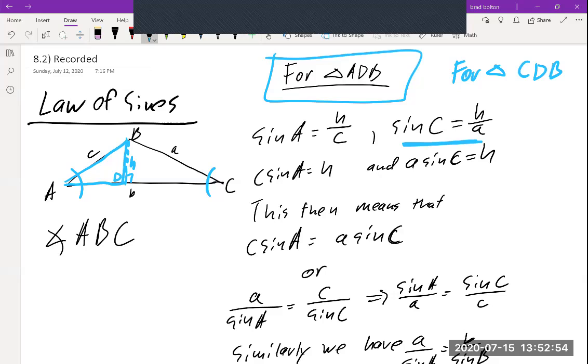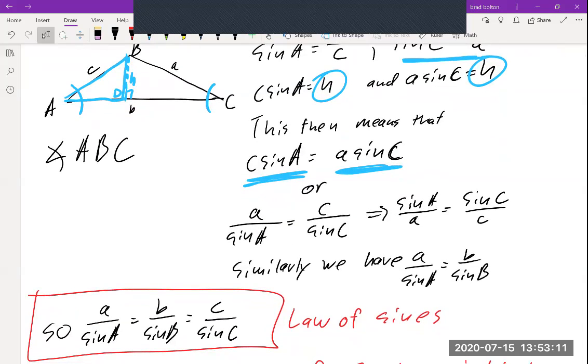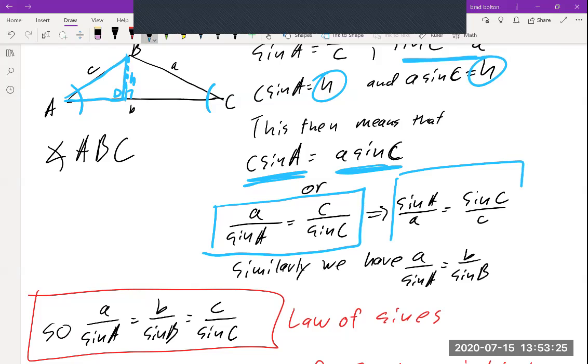What I could now do is solve both of these equations for h, which gives me c sine of A is equal to h and a sine of C is equal to h. But if those both equal h, then they equal each other. So I set them equal to each other right here. Then I could put the c's with the c's and the a's with the a's, so I end up with a over sine of A is equal to c over sine of C. Or you could also write it like this: sine of A over a equals sine of C over c.